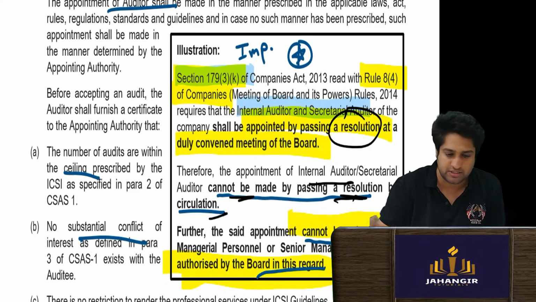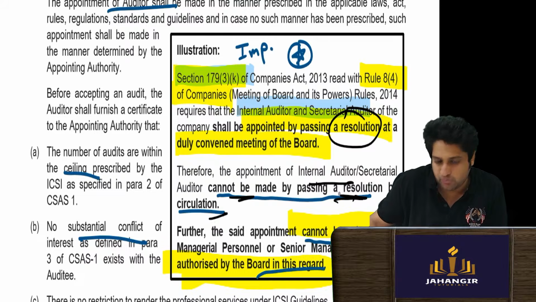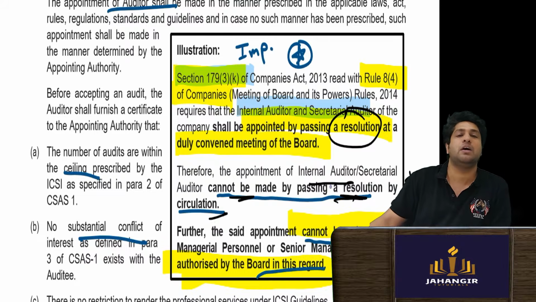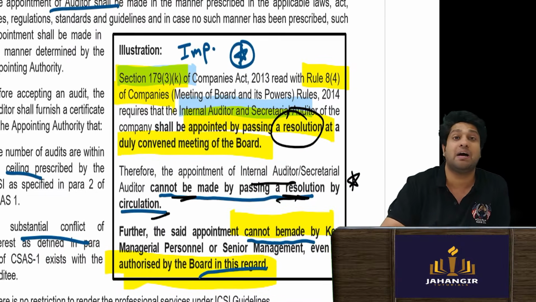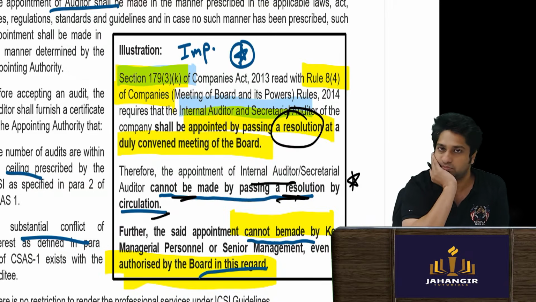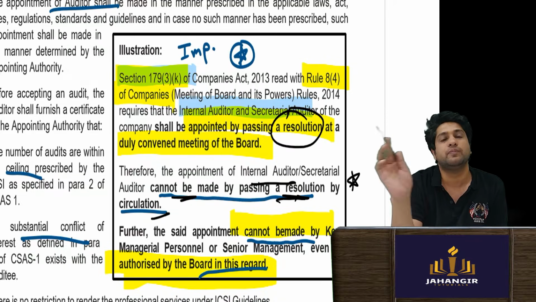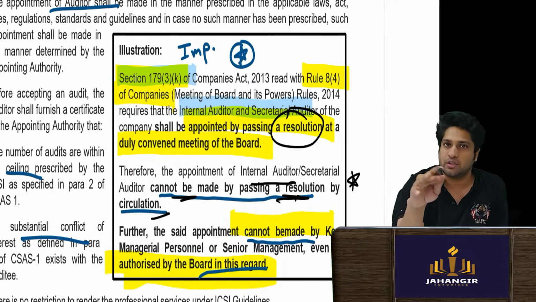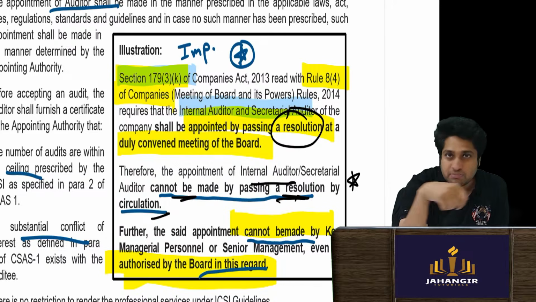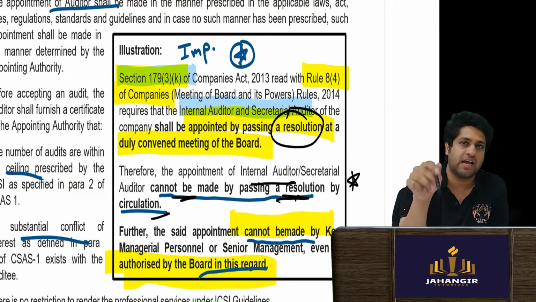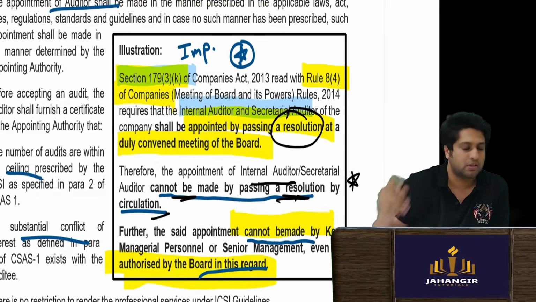A resolution has been passed. Now again, one question they can ask you, can we appoint an auditor by resolution by circulation? Postal ballot is for general meeting, and resolution by circulation is for board meeting. Can you appoint an auditor by circulation? The answer is no.